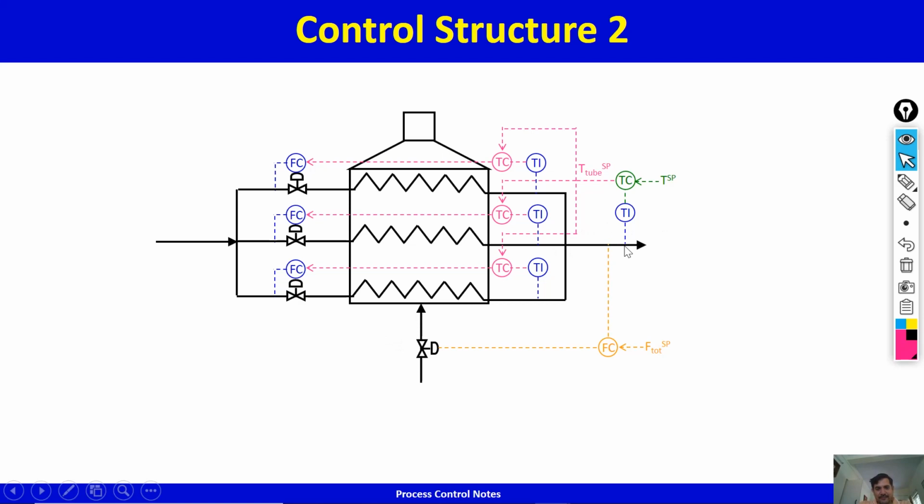Now this decrease in flow through the tubes is sensed by this guy. Total flow has decreased. Because the total flow has decreased, in order to increase the total flow, this flow controller will increase the heating rate, and as the heating rate is increased, you will start bringing in the same amount of flow while maintaining the temperature. So that's how this guy works.